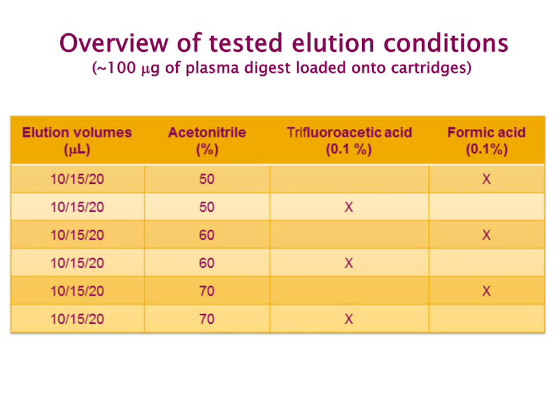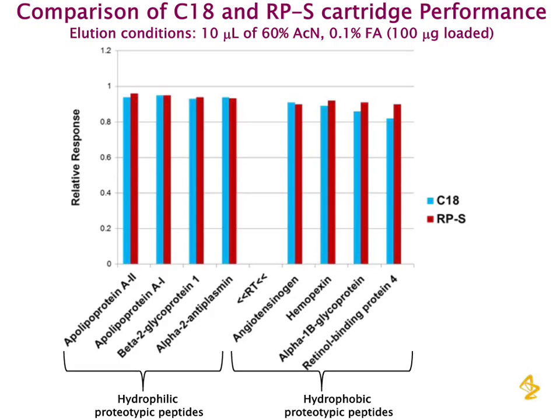Here are some results obtained when comparing the C18 versus the RPS cartridge. These results were obtained when using an elution condition of 60% acetonitrile with 0.1% formic acid and an elution volume of 10 microliters. The proteotypic peptides corresponding to the 4 proteins on the left were the most hydrophilic peptides in the panel, while the 4 most hydrophobic proteotypic peptides are shown to the right. There is not a big difference in the relative response measured in the eluates of the C18 and RPS cartridges, particularly not for the hydrophilic peptides. There is a tendency that the hydrophobic peptides provide a higher signal when using the RPS cartridges.